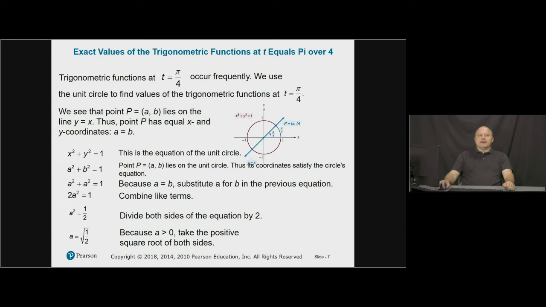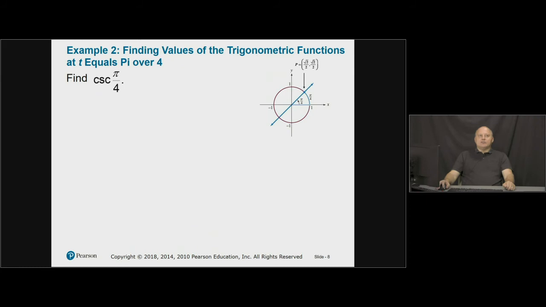So for the cosecant of pi over 4, you remember now you've got the point (square root of 2 over 2, square root of 2 over 2). So what is the cosecant of pi over 4? Well, it's 1 over the y-coordinate. The y-coordinate is square root of 2 over 2, so you invert and multiply, and it gives you radical 2. So the cosecant of pi over 4 is radical 2.